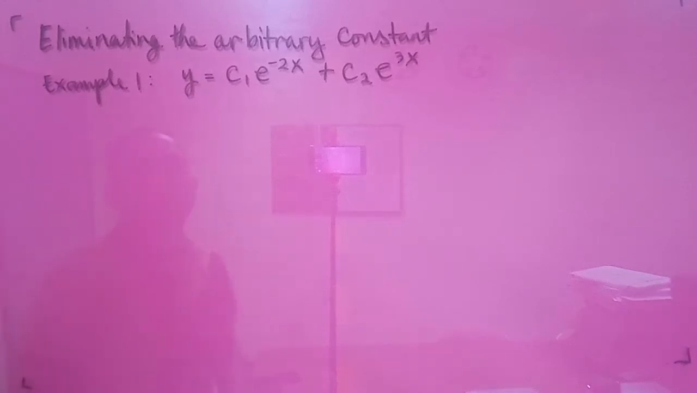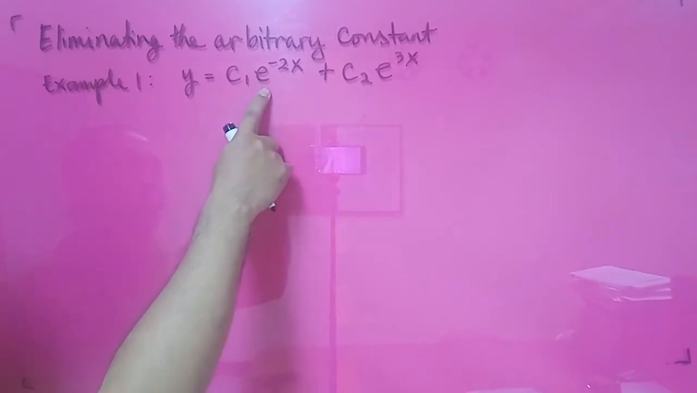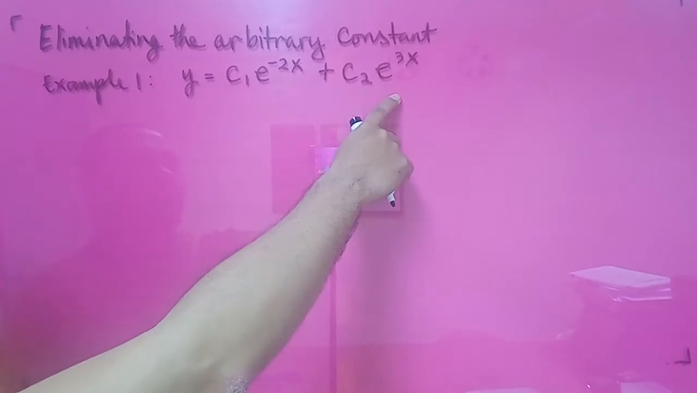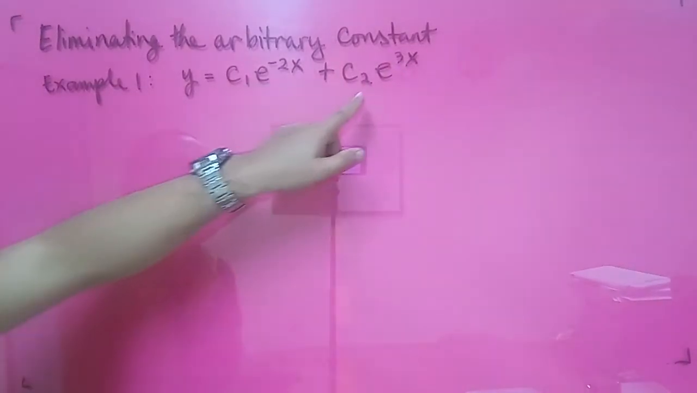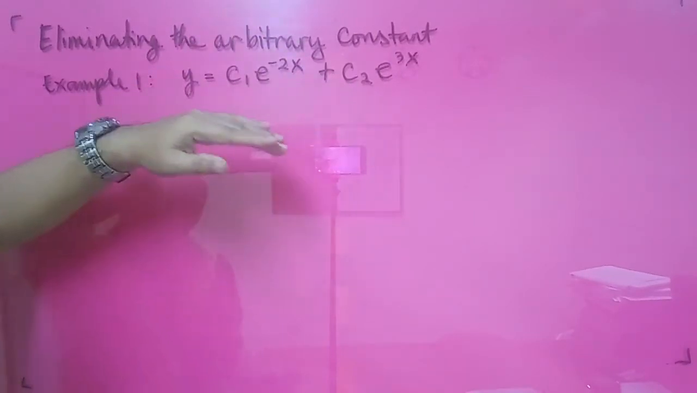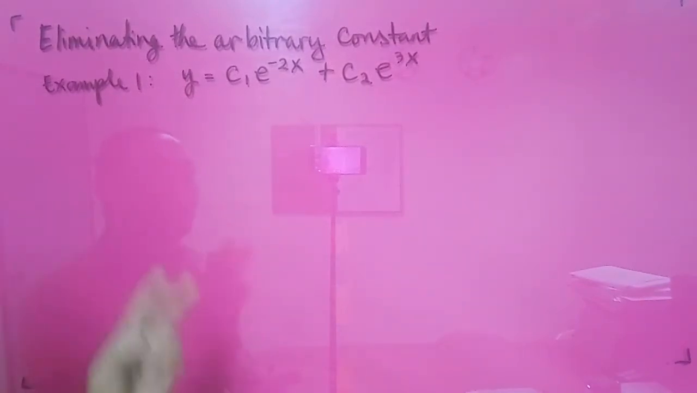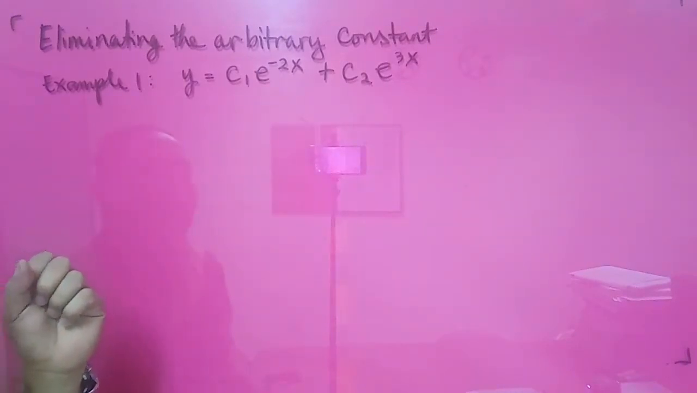Okay, we will have our example for eliminating the arbitrary constant. So example number 1, y equals c sub 1 e raised to negative 2x plus c sub 2 e raised to 3x. Now, to eliminate the arbitrary constant, if we have two constants, say for example in this case we have here c sub 1 and c sub 2, then we have to take up to the second derivative since we have two arbitrary constants. So take the second derivative.